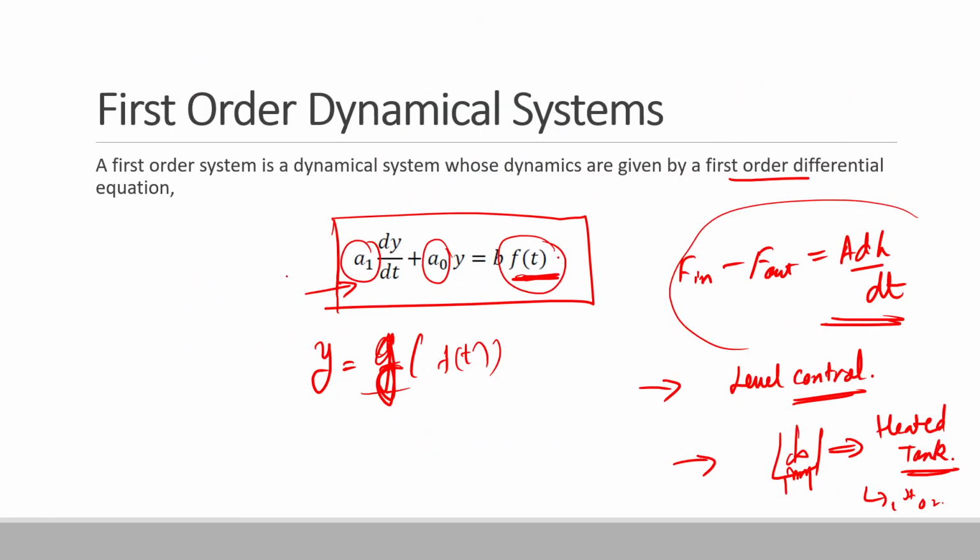So in the earlier class we were discussing these first order processes. A first order system is a dynamical system whose dynamics are given by a first order differential equation. In general, for any first order system, we can write the differential equation as tau dy by dt plus y is equal to kp x of t. In process control, tau becomes the time constant, kp becomes the process gain, this x of t you can call your input function or the forcing function, and y is your output.